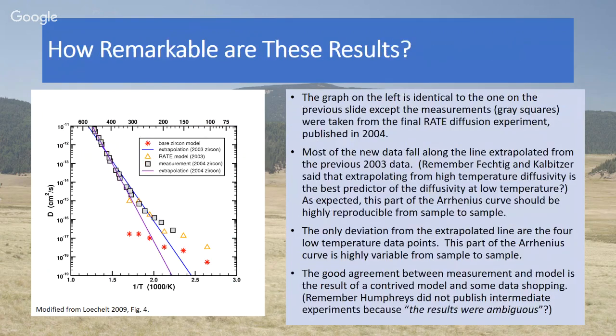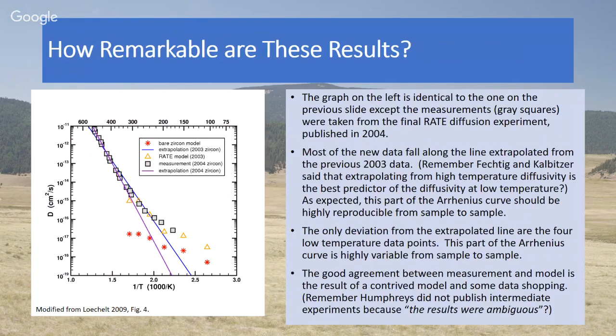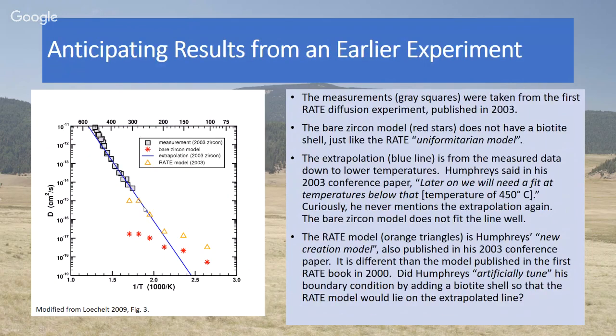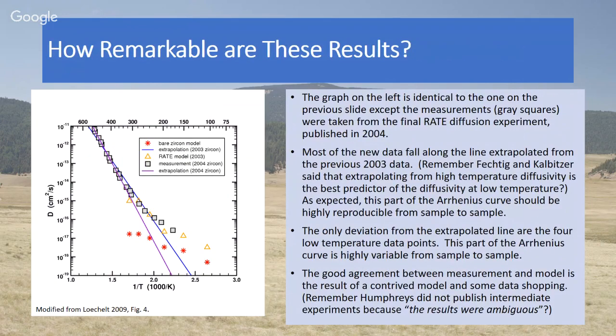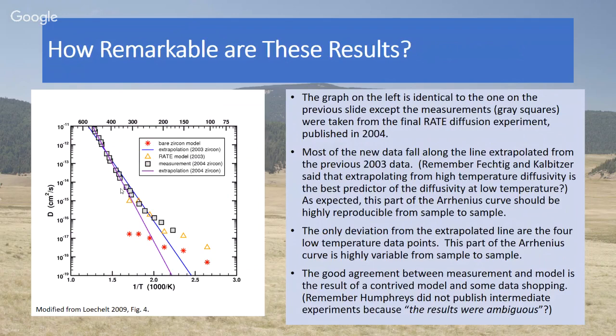So now come the 2004 results. Same graph. All I did was swap data sets. Gray squares are now just from a different experiment. Everything else is the same. And what's interesting is you can see that this good agreement between data, I'm just flipping back and forth, this good agreement really is just the fact that the measurement from 2004 lies along this extrapolation, which he calculated in 2003.